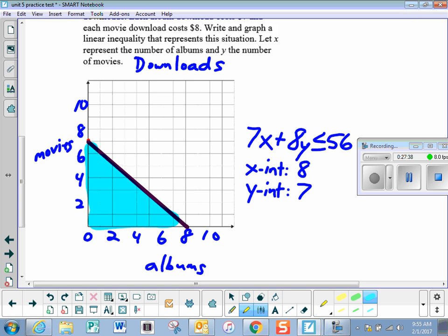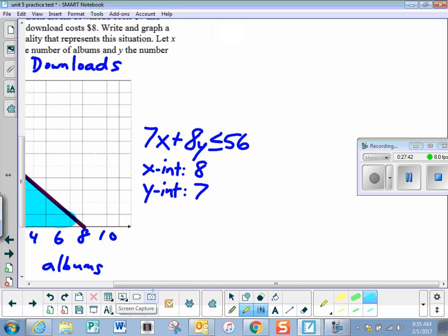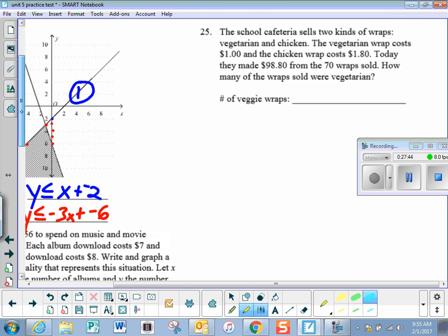Or they could steal some. Yeah, but we don't do that. They could. Parker does.